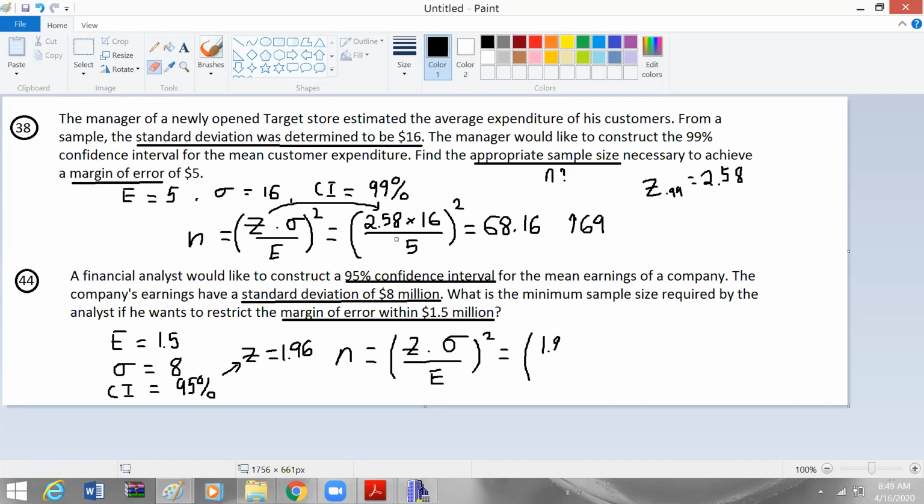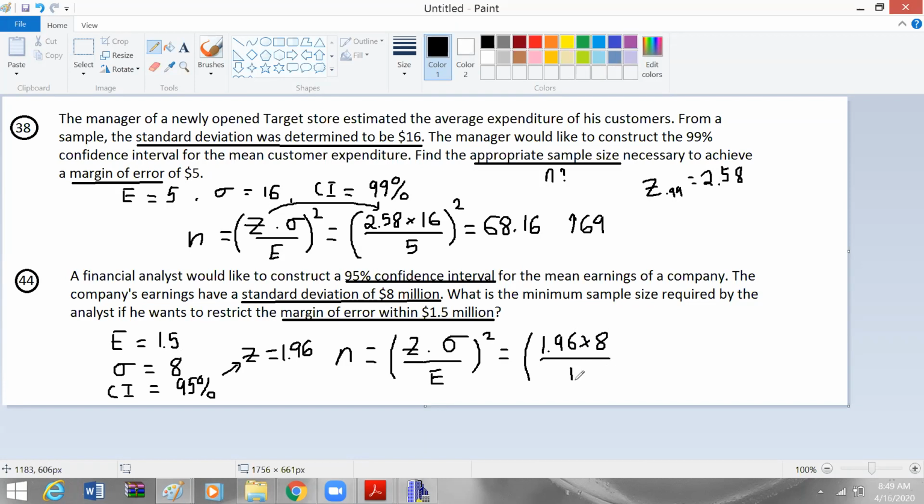Okay, 1.96. Let me just cost them out. 1.96 times the standard deviation, which is 8, right? So we multiply by 8. And then we divide it by the error bound. So the error bound is 1.5.